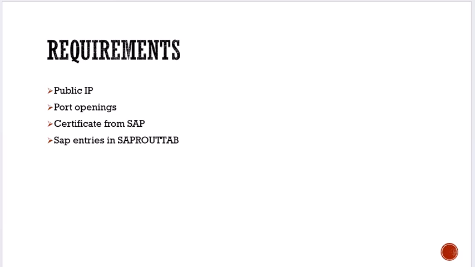Why do we need a public IP? If you don't have a public IP, what will happen? You will have a private IP. If you want to access a private IP, you have to log into the customer corporate network, which is not possible from outside. Either you have to come through Citrix or you have to connect to the VPN. So that's the reason public IP is very important in this scenario.